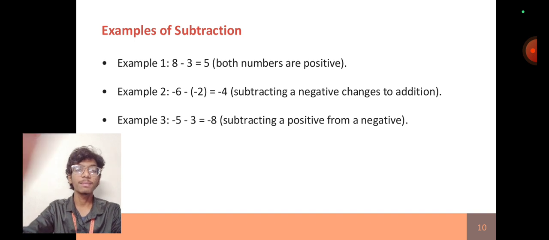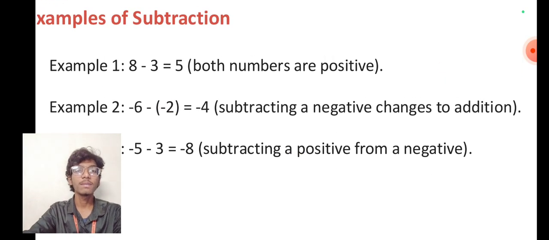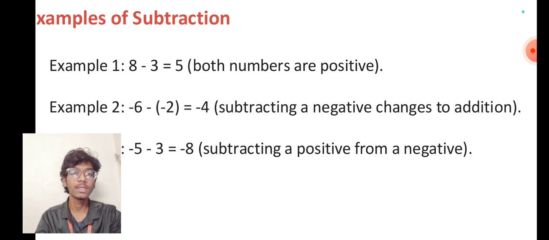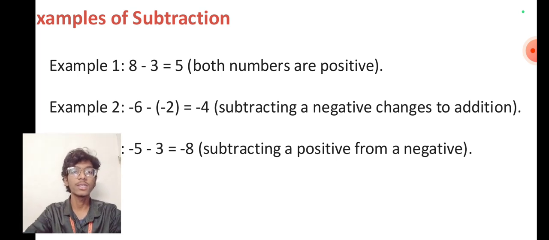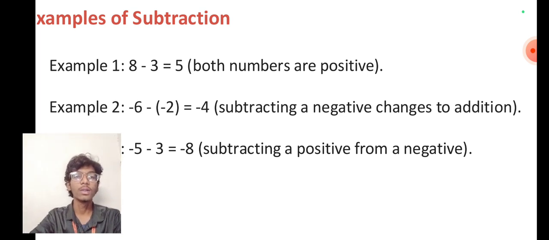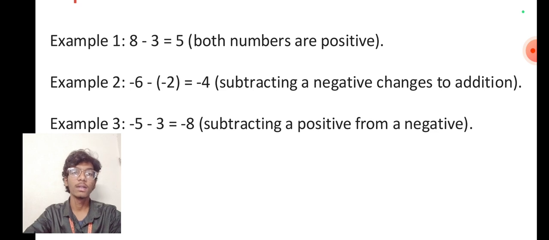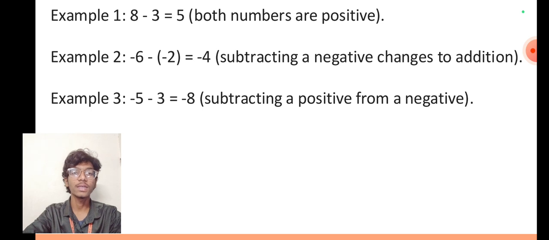Next, examples of subtraction. 8 minus 3 equals 5. Both numbers are positive, 8 and 3, so we get the answer 5 as a positive number. Minus 6 minus minus 2 equals minus 4. Here we are taking negative numbers on both sides, so the result is minus 4, a negative number. And minus 5 minus 3 equals minus 8. Subtracting a positive from a negative.